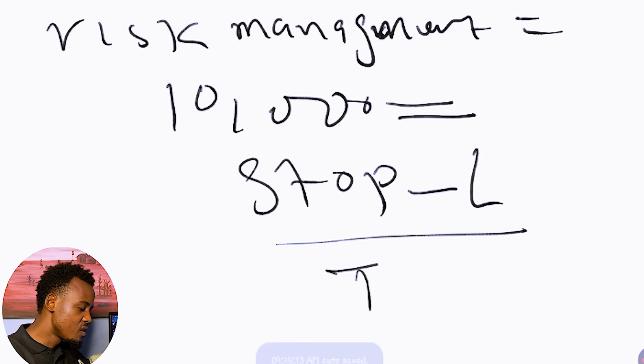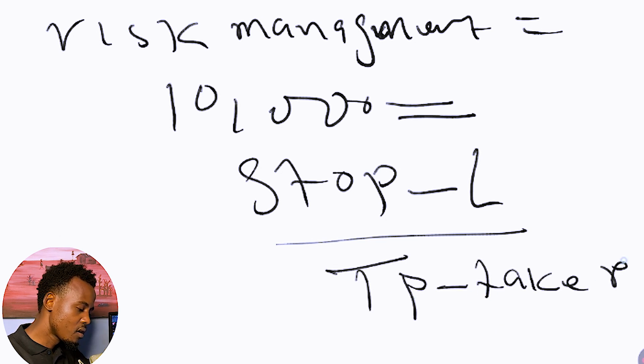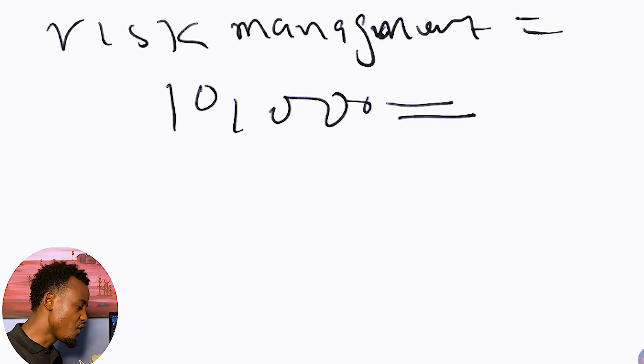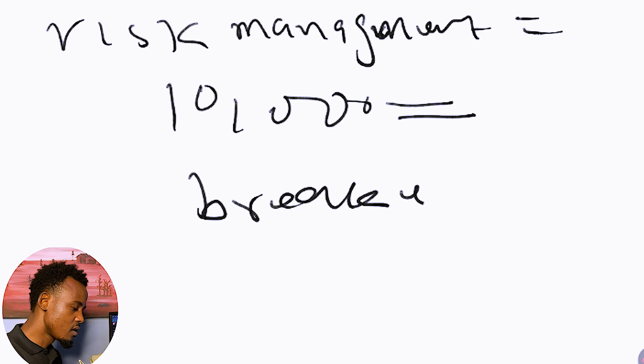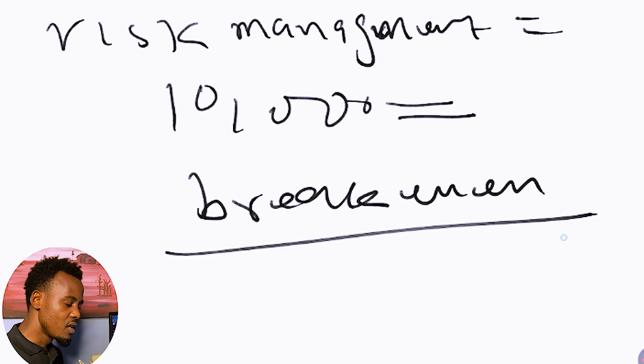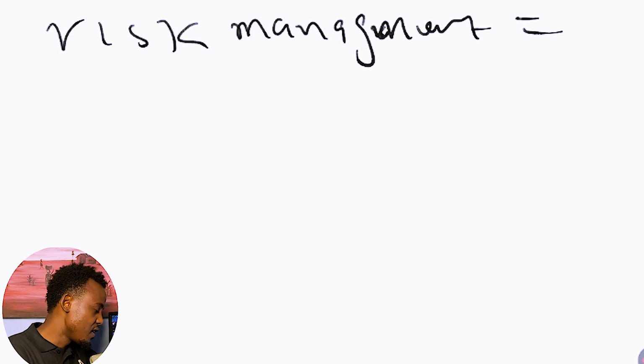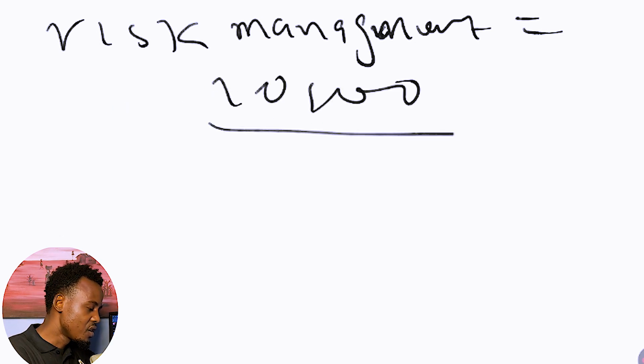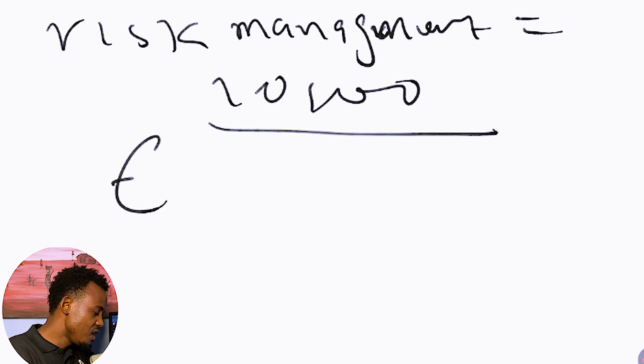Always use TP, that's your take profit. If you're already in profit, make sure you break even. Very important. Move your stop loss inside your profits, which is very, very important, so that whenever the price reverses back, you won't feel it that much. Am I understood?